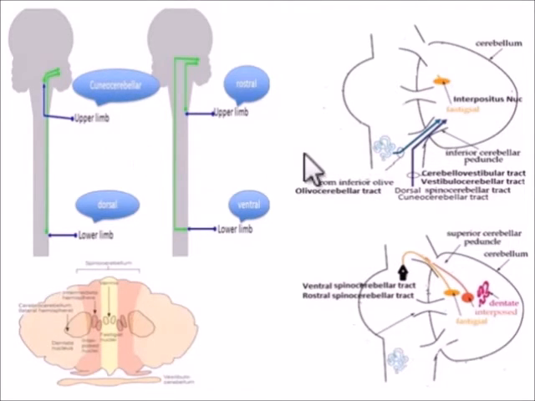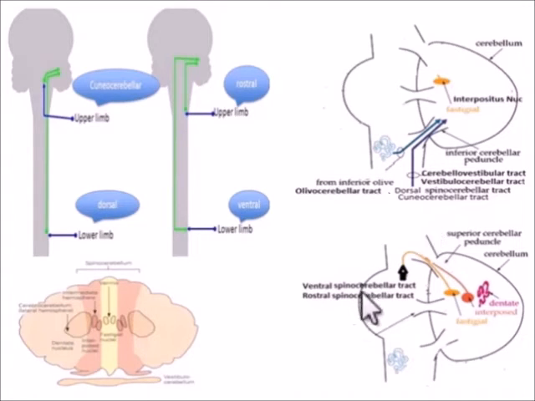So you can see here, through the inferior cerebellar peduncle also enters this tract. This is the dorsal spinocerebellar tract and cuneocerebellar tract that carry proprioceptive sensation from the lower limbs and upper limbs.